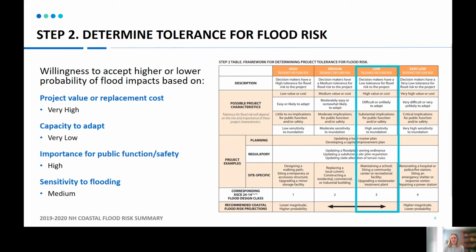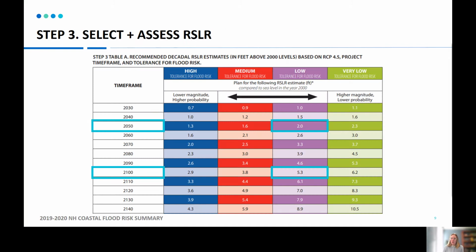Based on the 4 characteristics of TFR, I determined that these sites have a low tolerance for flood risk. Someone else doing this exercise might have selected very low, or they might have picked medium, depending on their goals and their knowledge. In step 3, we combine the timeframes from step 1 and the TFR from step 2 to determine sea level rise numbers to plan for at these sites.